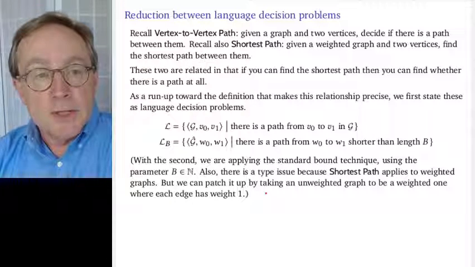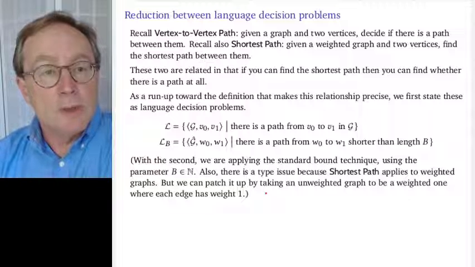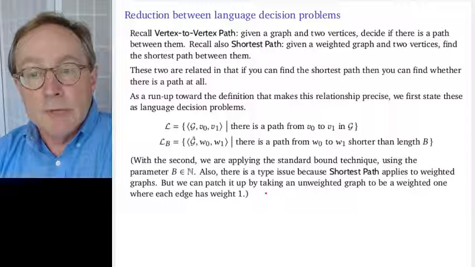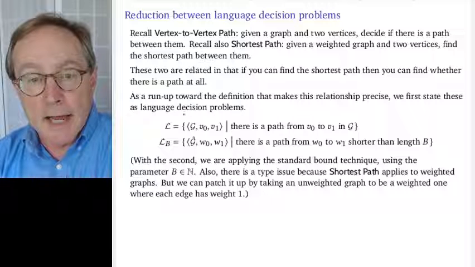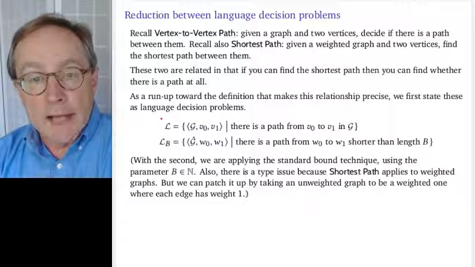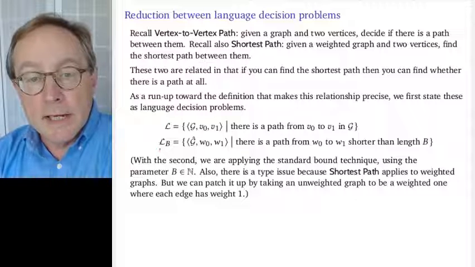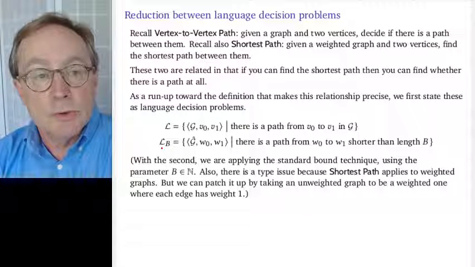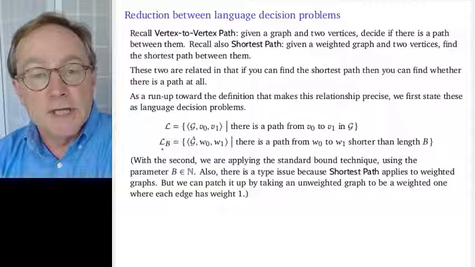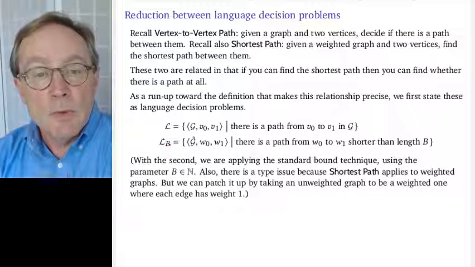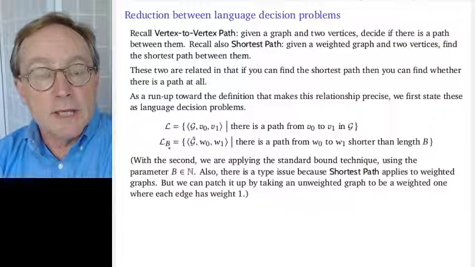As a run-up to the definition, just trying to think about all the parts of the definition that are to come, we first state them as language decision problems. Here I have the language decision problem for vertex-to-vertex path, and here's the language decision problem for shortest path. And you'll remember that when we do an optimization problem as a language decision problem, we put in this parameter b.